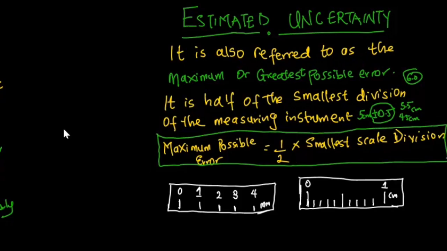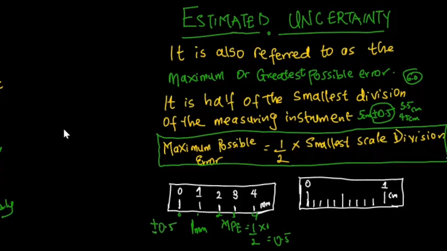So this is a meter rule. The smallest deviation: from 0, the next value you can see is 1. So that's the smallest possible deviation. So the division here is 1 millimeter. So when we talk about the maximum possible error, let's say MPE for maximum possible error, it's going to be half times 1, and this will give you 0.5. So in this case, the maximum possible error for this meter rule is plus or minus 0.5.